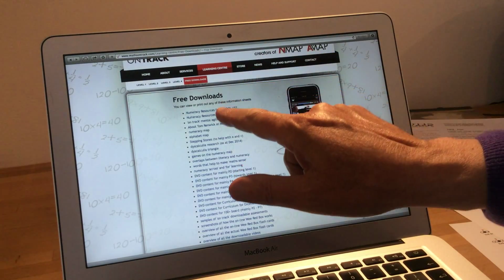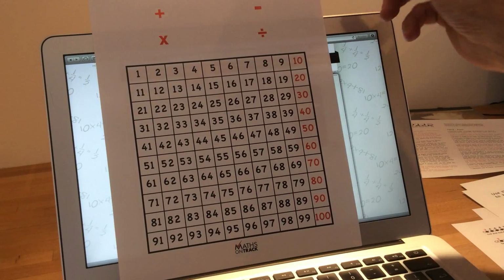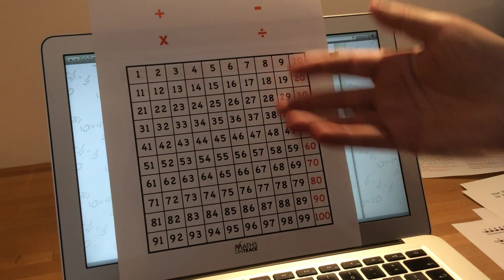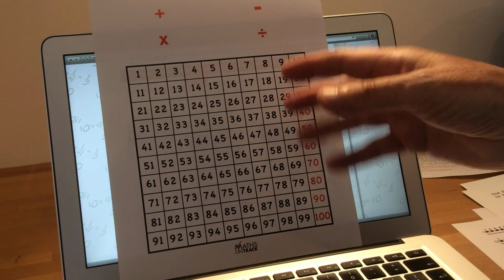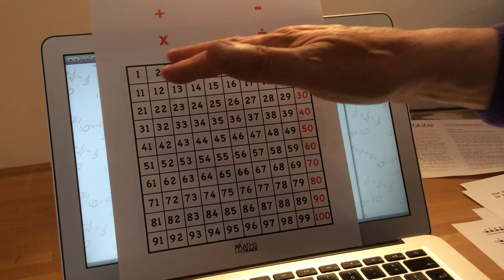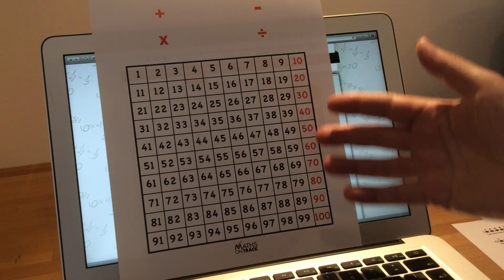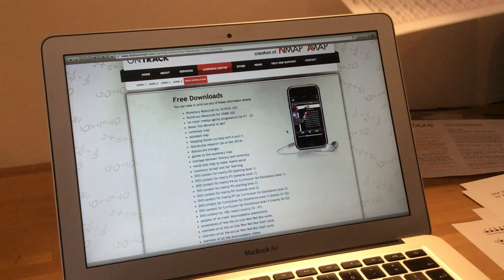If you scroll down even further, you can print out copies of the numeracy map for free. Paper copies, you can of course get dry marker board versions on the Maths on Track website. And kids can do their tables, add, subtract, multiply or divide, and even fractions on the numeracy map.